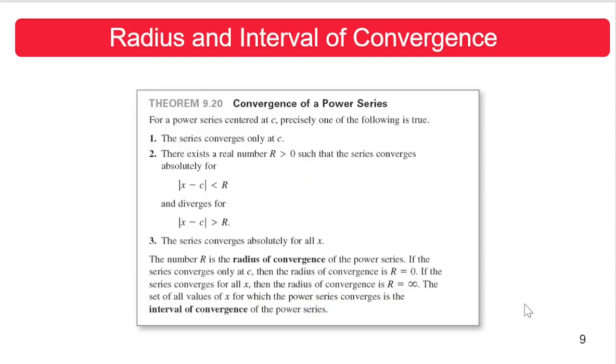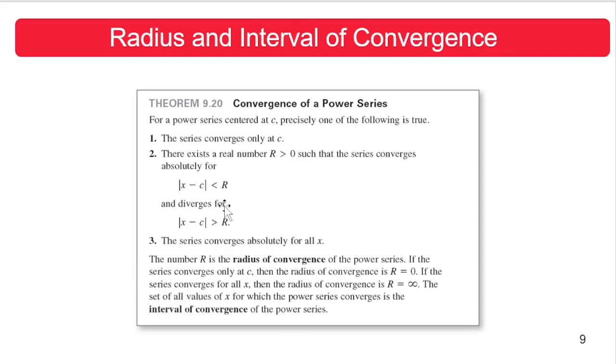Okay, so let us discuss Theorem 9.20, which talks about the convergence of a power series. For a power series centered at C, precisely one of the following is true. Number one, the series converges only at a single point, which is C. Number two, there exists a real number R greater than 0, meaning positive, such that the series converges absolutely for |x - c| < R, and diverges for |x - c| > R. And then number three, the series converges absolutely for all x.